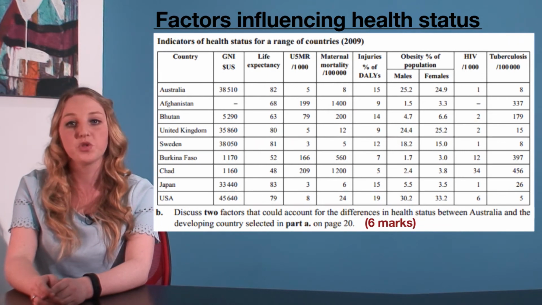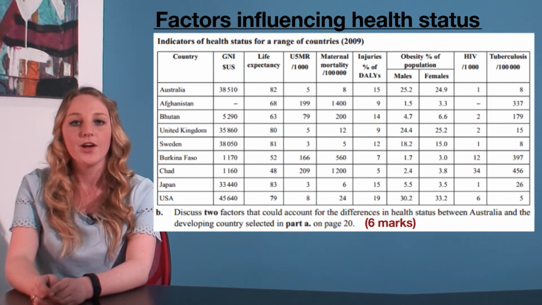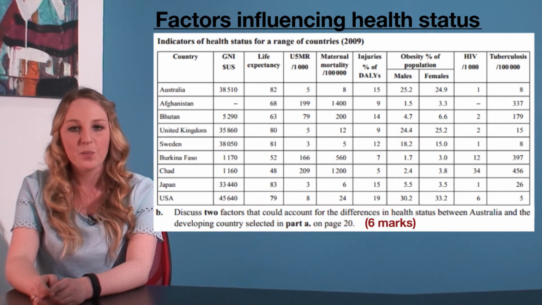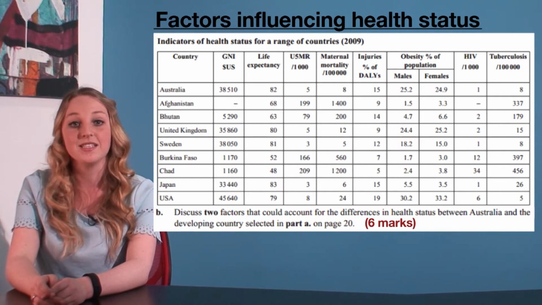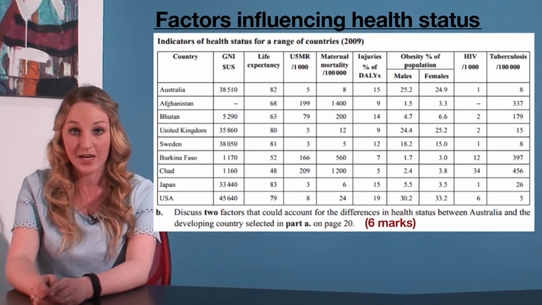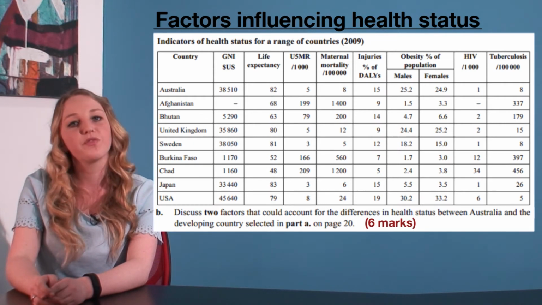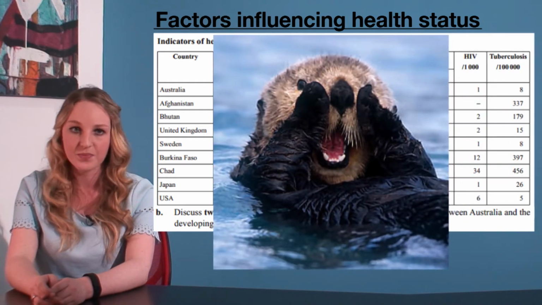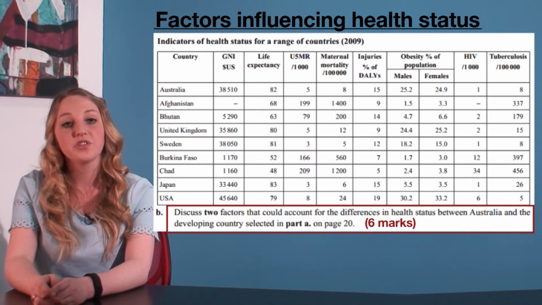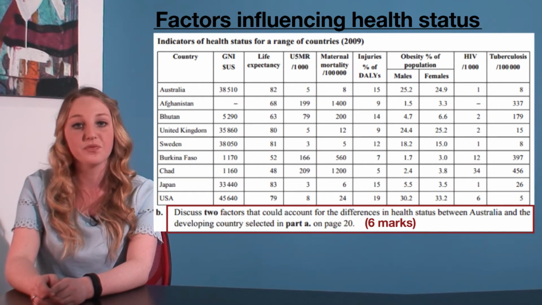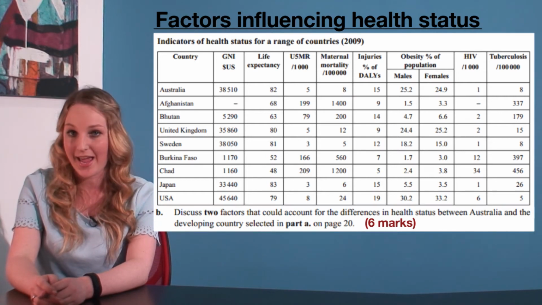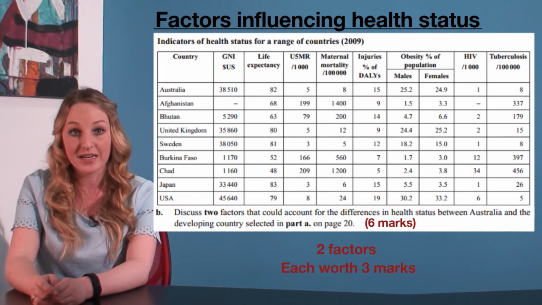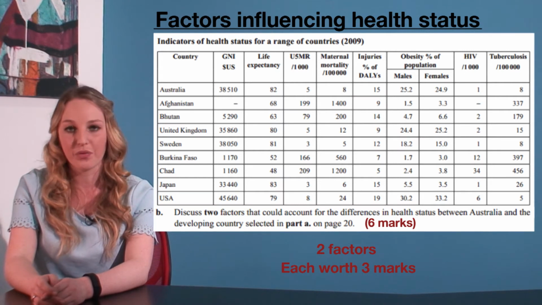Here is a question from the 2013 VCAA exam. You may recognise the table of data because we have used it already in discussing the differences between developed and developing countries. But here, we are focusing on part B of the question, which is worth a large 6 marks. The question reads, discuss 2 factors that could account for the differences in health status between Australia and the developing country selected in Part A. We need to discuss 2 factors, and there are 6 marks in total. Thus, each factor is worth 3 marks.